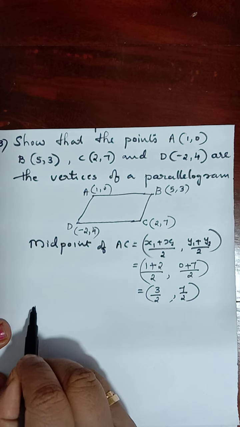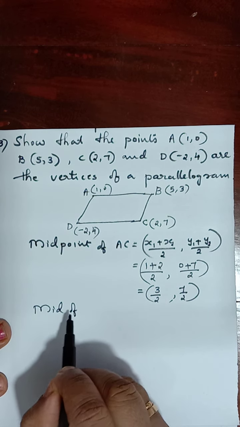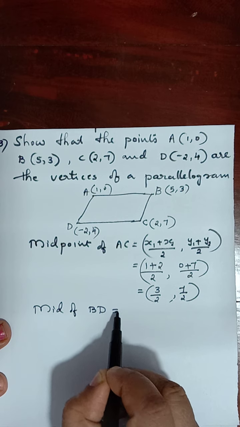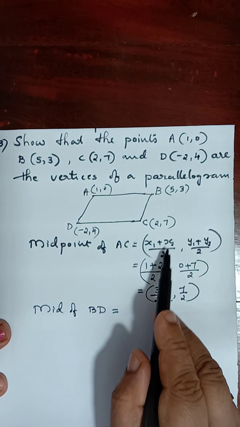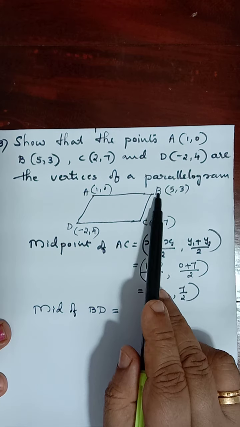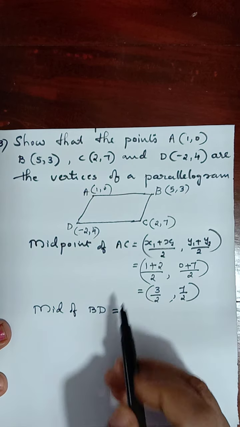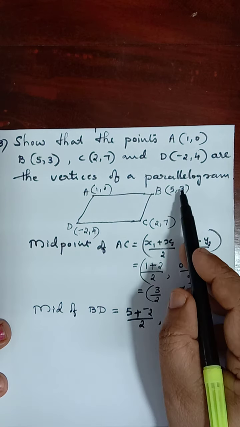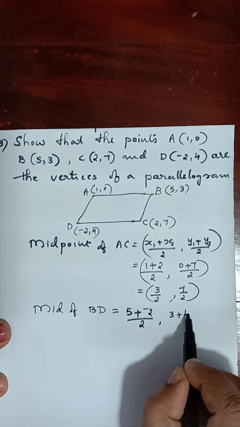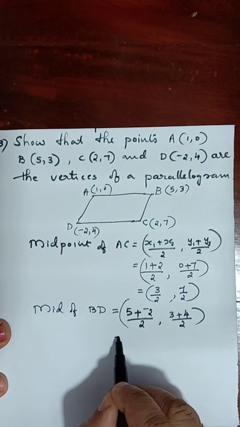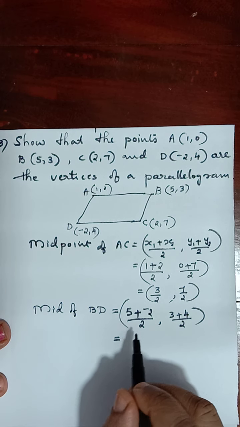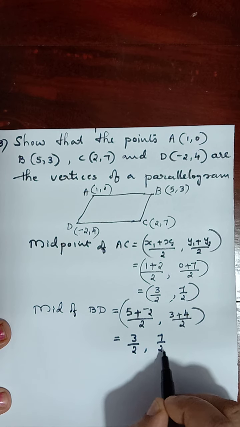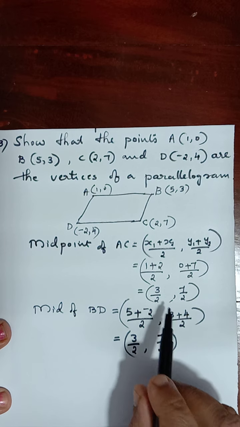Now next we have to find out the midpoint of BD. Same formula we have, x1 plus x2 by 2, y1 plus y2 by 2. B is x1, y1, here it is x2, y2. So 5 plus negative 2 divided by 2, and y1 is 3 plus y2 4 by 2. 5 plus negative 2 is 3 by 2, and 7 by 2. Here in both cases you can see 3 by 2 and 7 by 2.